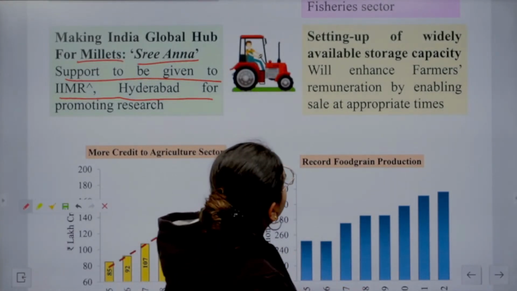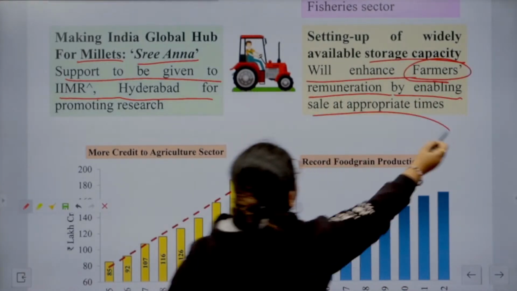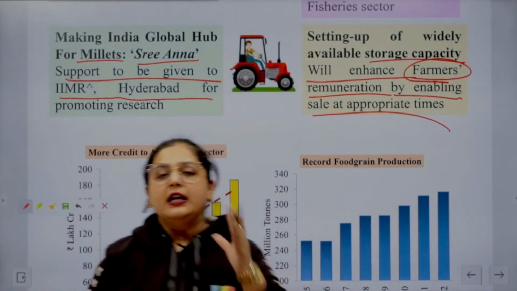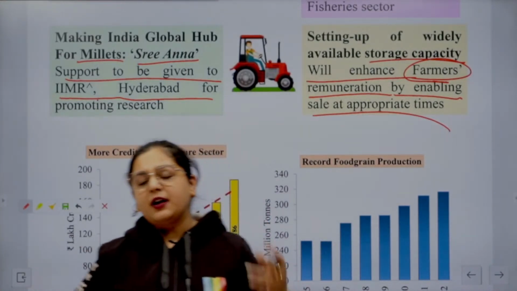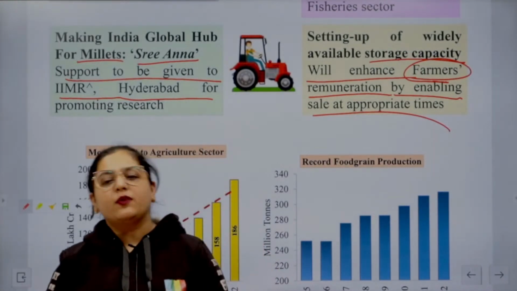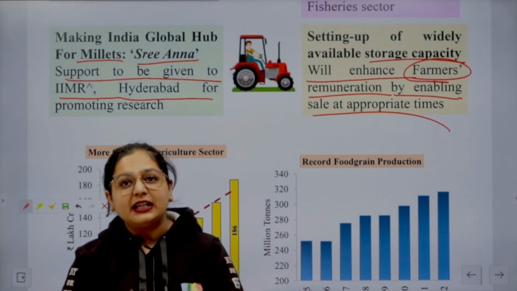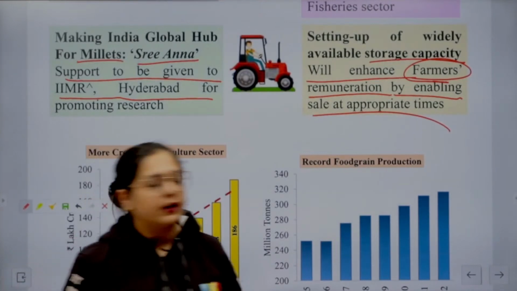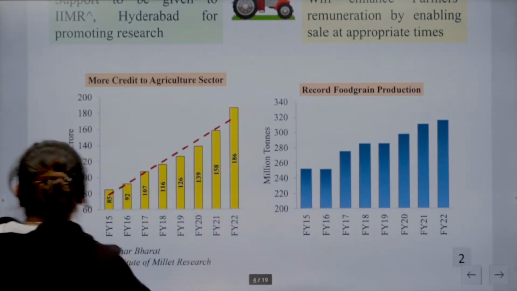The next, setting up of widely available storage capacity will definitely enhance the farmers' remuneration by enabling sale at the appropriate time. So in India, definitely the infrastructure in agriculture is still obsolete, it is still outdated, and sometimes even farmers are unable to access the infrastructural facilities which are to be provided to them. So setting up of widely available storage capacity will definitely help in getting their produce from the farmers to the market, right?